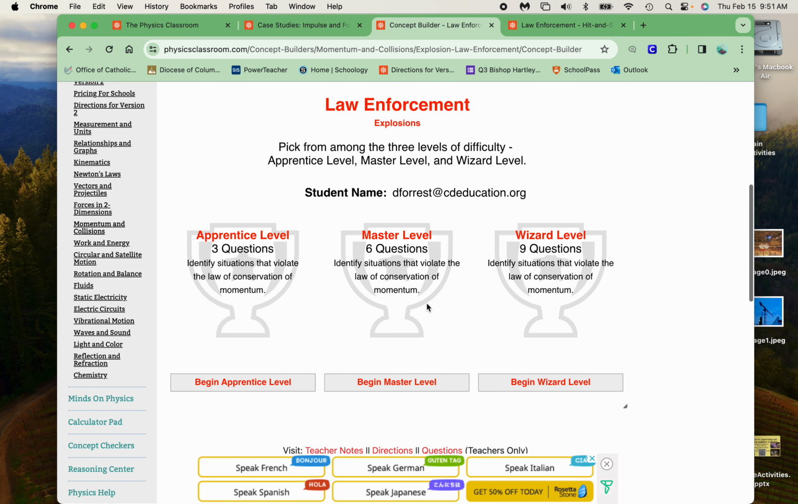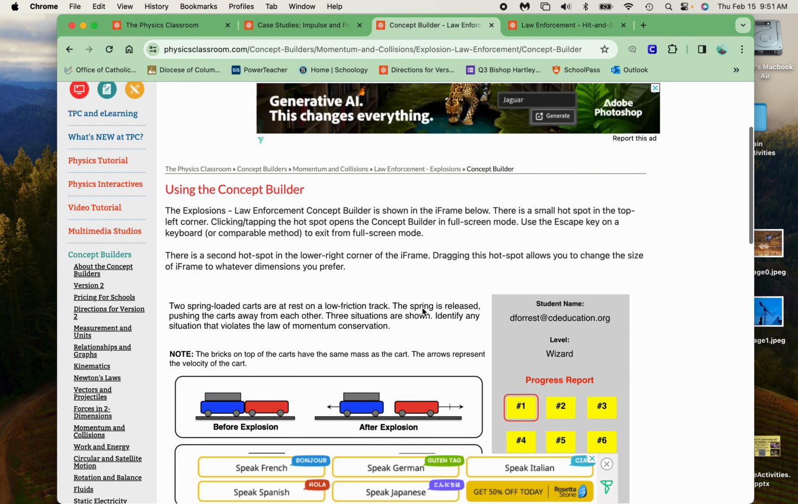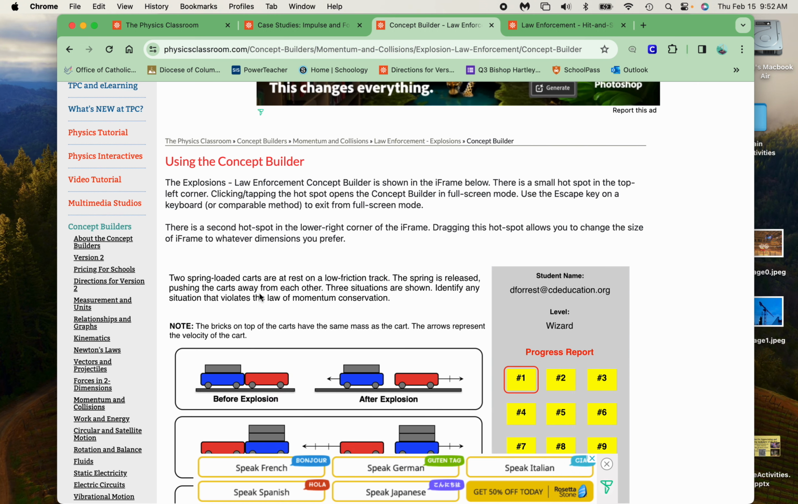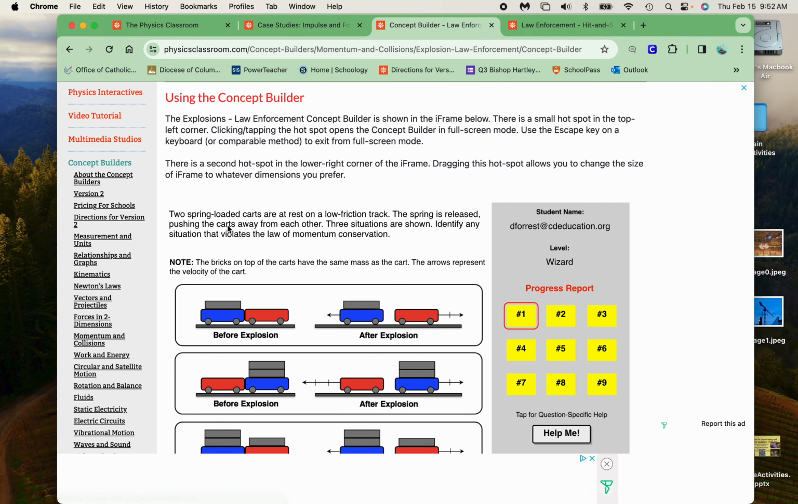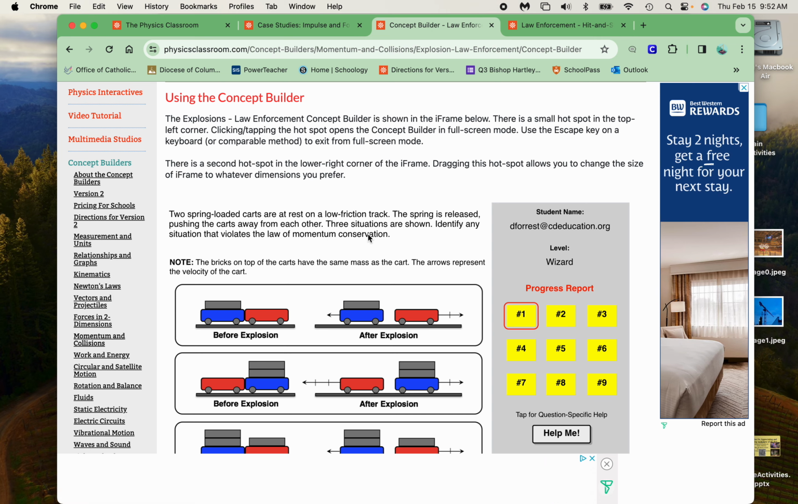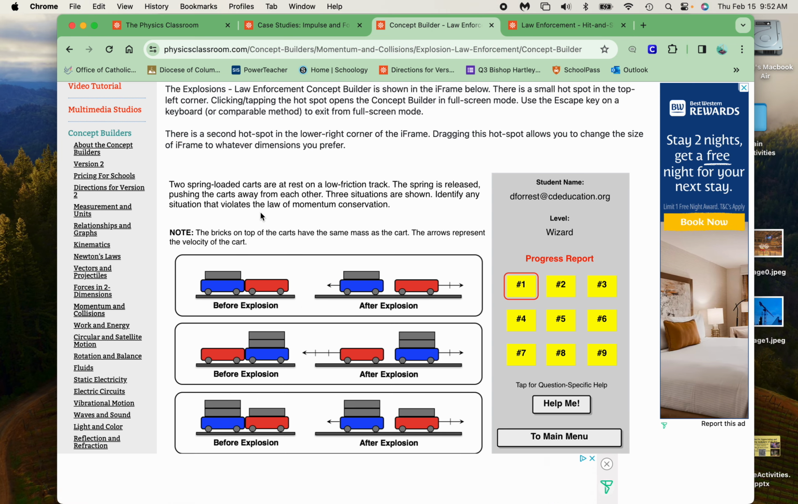Yep. So I'm going to do a wizard. Hopefully I get these right. I haven't looked at these in a while. So in this case, two spring-loaded carts at rest on a low-friction track. The spring is released, pushing the carts away from each other. Three situations are shown. Identify any situation that violates the law of momentum conservation.